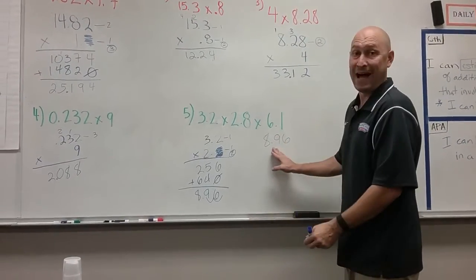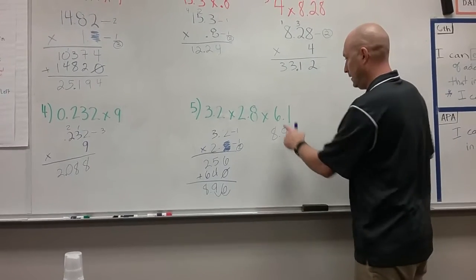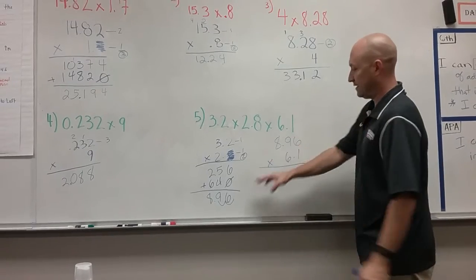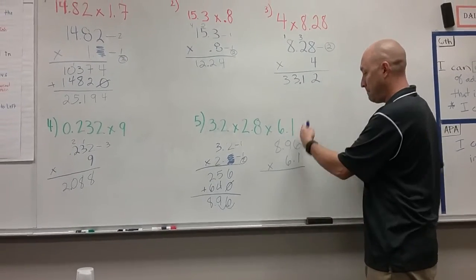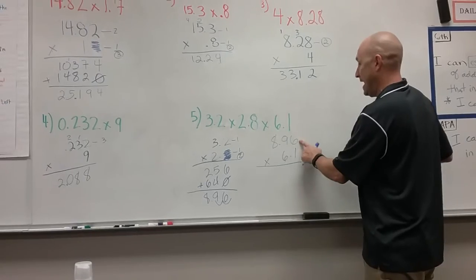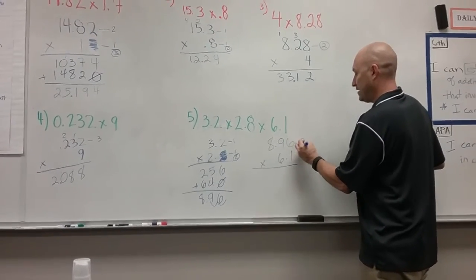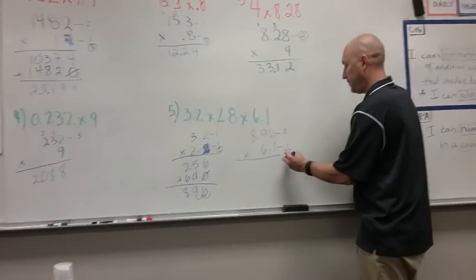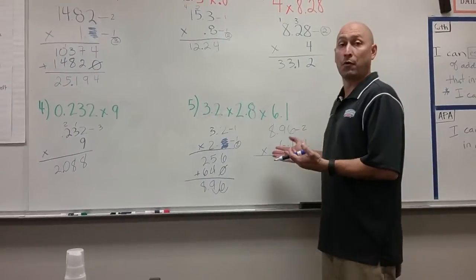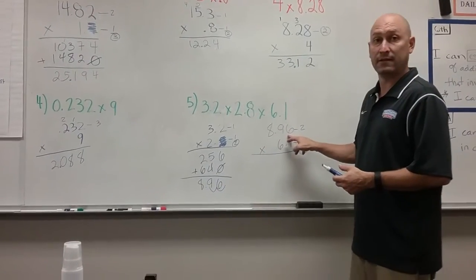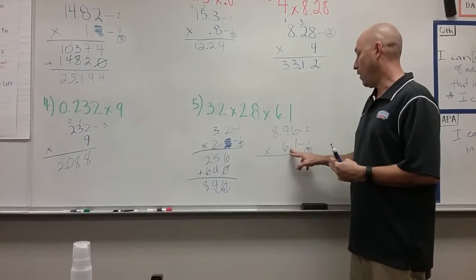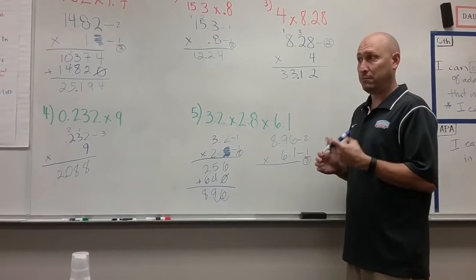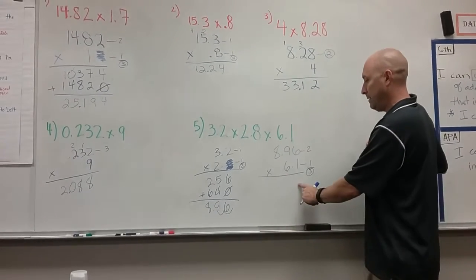8.96 goes on top because it has a bigger number of digits, multiplied by 6.1. The 6 and the 1 are my end numbers, so I make sure those are lined up. Now I have 2 decimal places here and 1 decimal place here for a total of 3 that will go in at the end. Let's do a quick estimate. 8.96 is about 9. 6.1 is about 6. 9 times 6 is 54. I know my answer should be right around 54. Now let's go ahead and multiply.